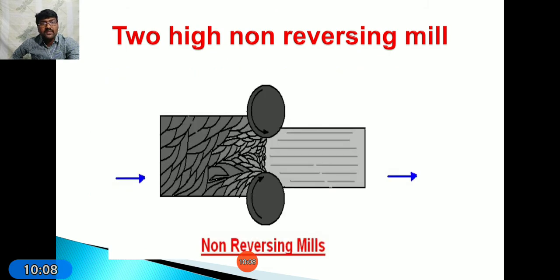Next, coming to the 2 high non-reversing mill, this is a diagrammatic representation of the non-reversing mill. Here the workpiece will pass in between the two rollers. Again, we cannot pass it back in this direction. We have to take the workpiece and carry it back to the starting point. Like that, we reduce the workpiece. It is mainly used where we need only one pass; there we will use the 2 high non-reversing mill.